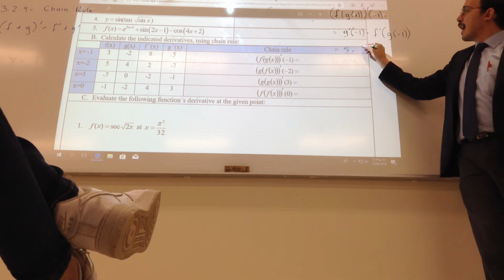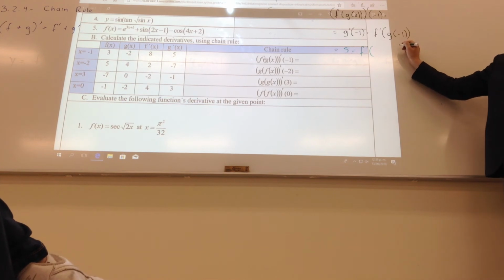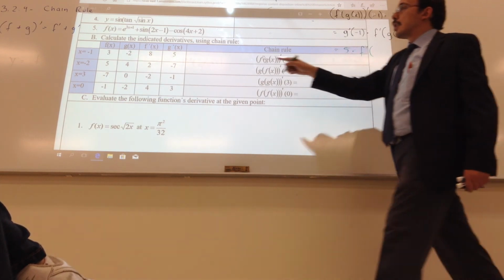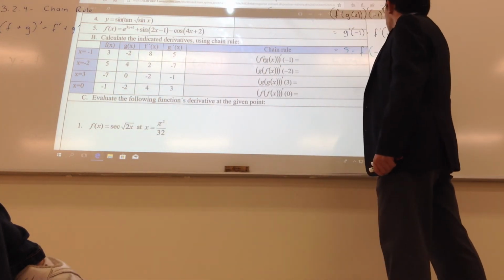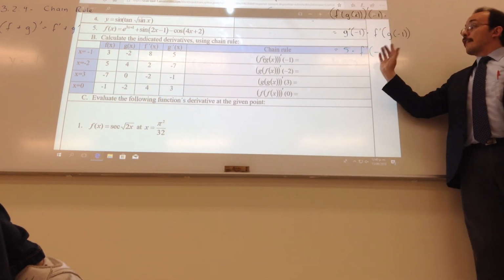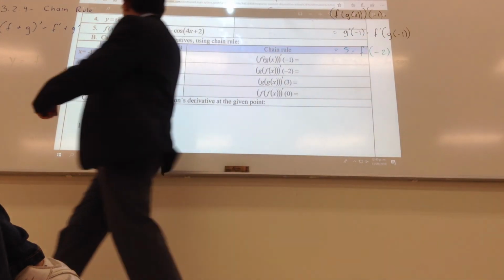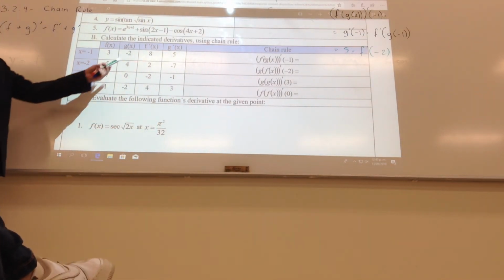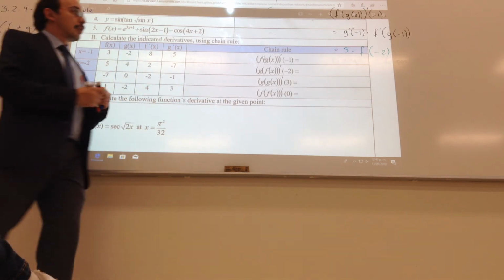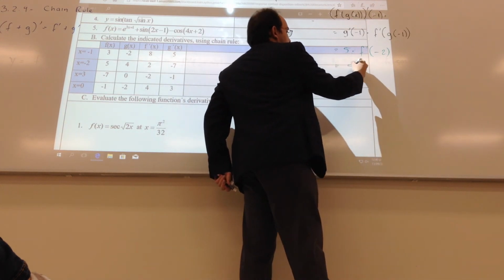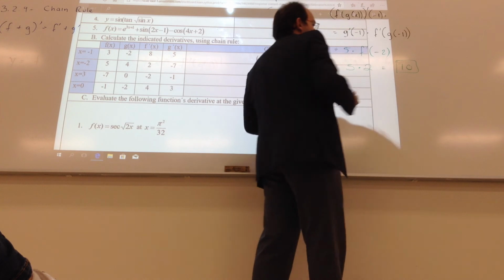So it's going to be f prime of g of minus 1. What is g of minus 1? Minus 2. So I need to find first the f prime of minus 2. It's not in the same place, it's in another row. F prime of minus 2 now is what? 2. So 5 times 2 equals 10.